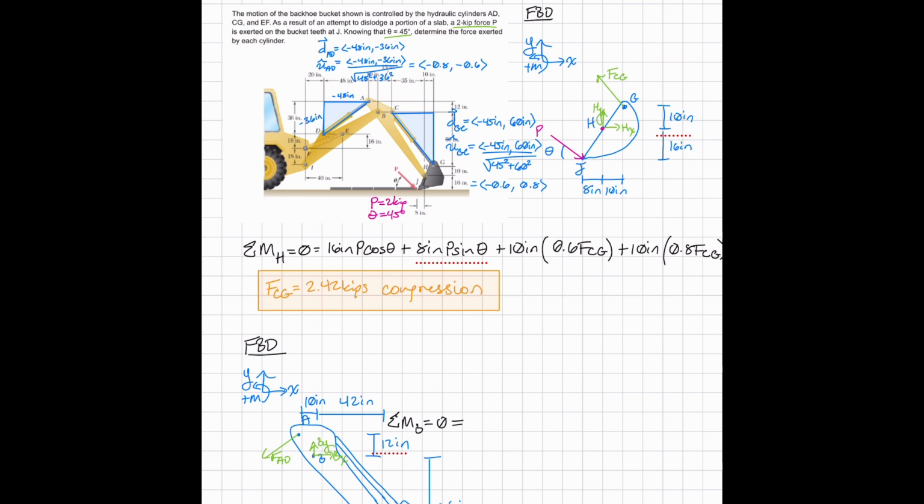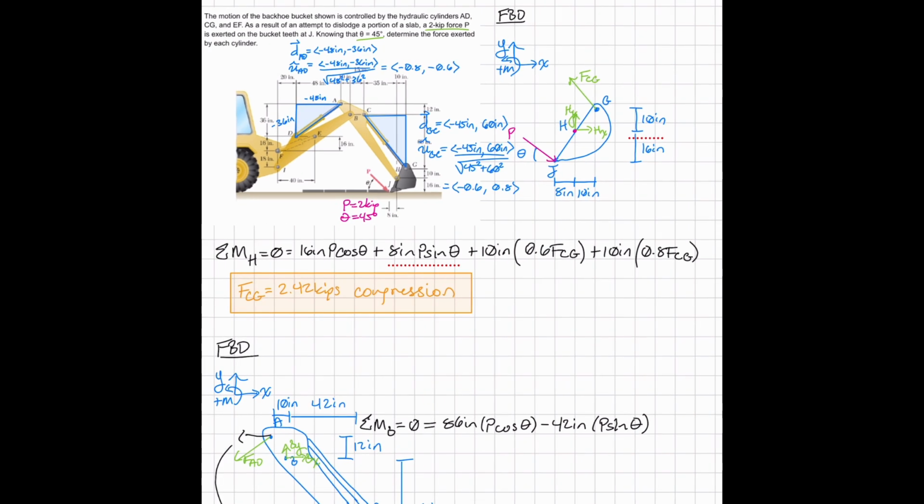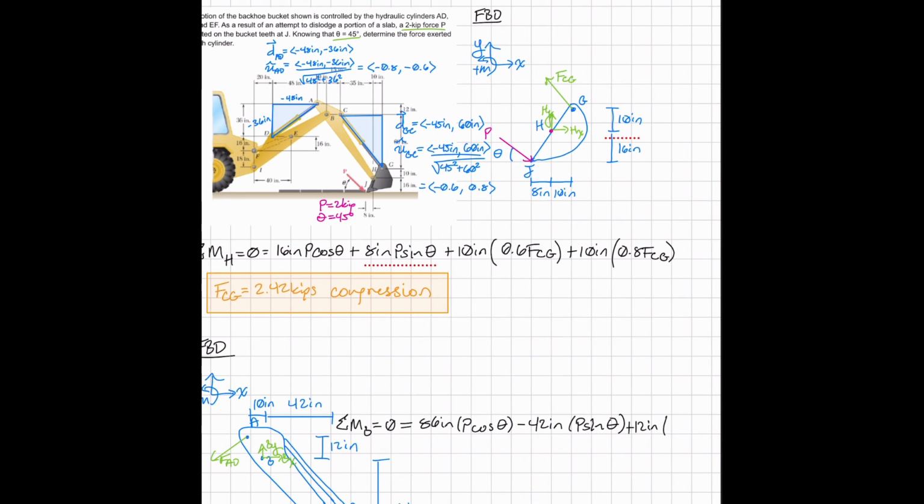Okay. So to start this out, let's see the Px component. That goes in a counterclockwise direction, and it has moment arm 86 inches, so it'll be 86 inches times P cosine theta. The y component goes in a clockwise direction, so it'd be negative, with moment arm 42 inches, times P sine theta. The x component of FAD is counterclockwise about B, with a 12-inch moment arm, so 12 inches times 0.8 FAD. The y component of FAD is also counterclockwise, with a 10-inch moment arm, so 10 inches times 0.6 FAD.